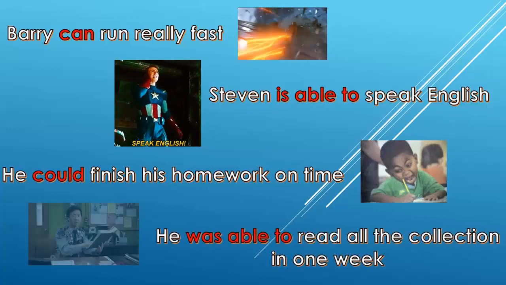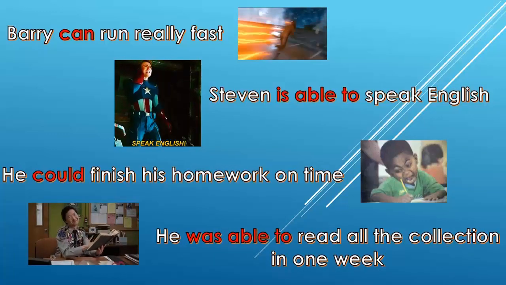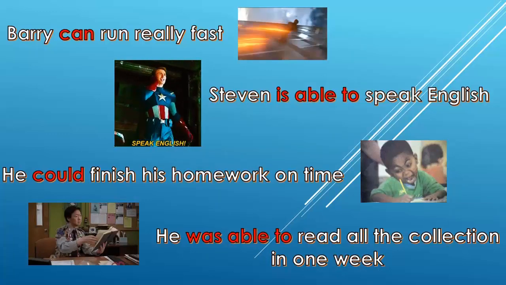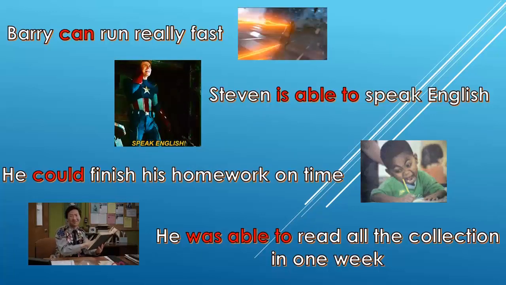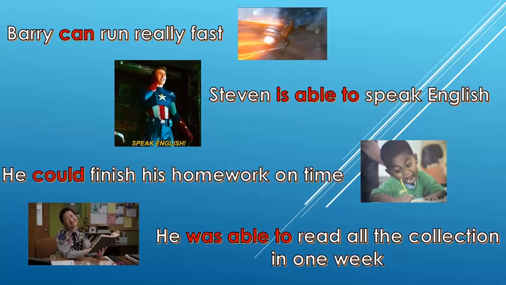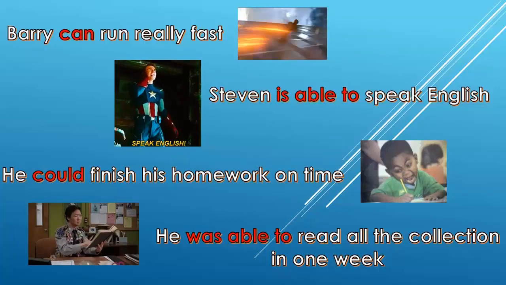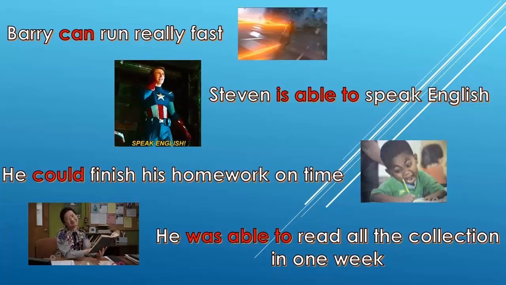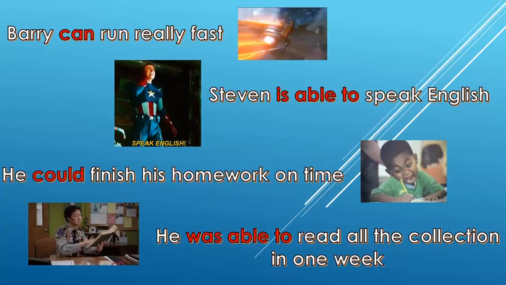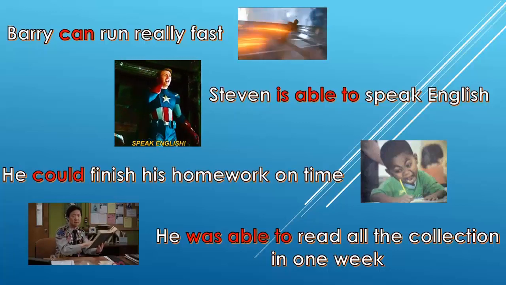He was able to read all the collection in 1 week. Notice the difference. When we use can, it is in simple present, is able to is in simple present too, could is in past, and was able to is used in past. So we can use be able to when we are talking about present and past, and we use be able to when it's possible to use it in present, past, and future. It's mostly used when we can't use can.